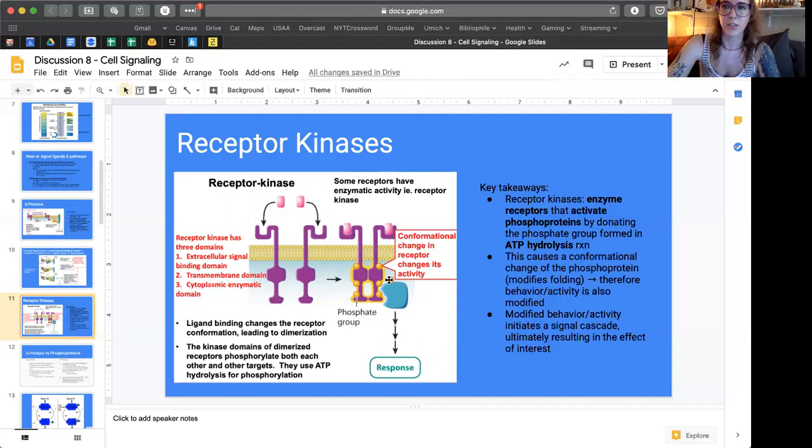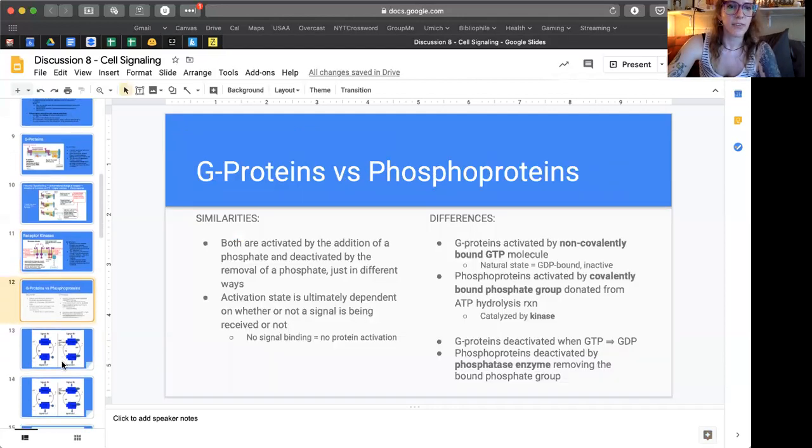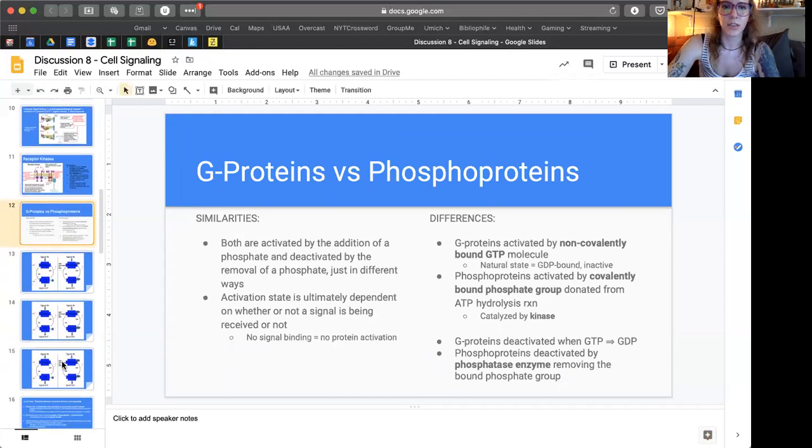So it's kind of equivalent to the G protein from the previous example that we just saw. And again, just like remembering structure equals function, we can assume that something about this phosphorylation changes the behavior of the phosphoprotein, which allows that next step of the path to be activated, and so on and so on. Okay, so we can compare G proteins versus phosphoproteins a little bit.